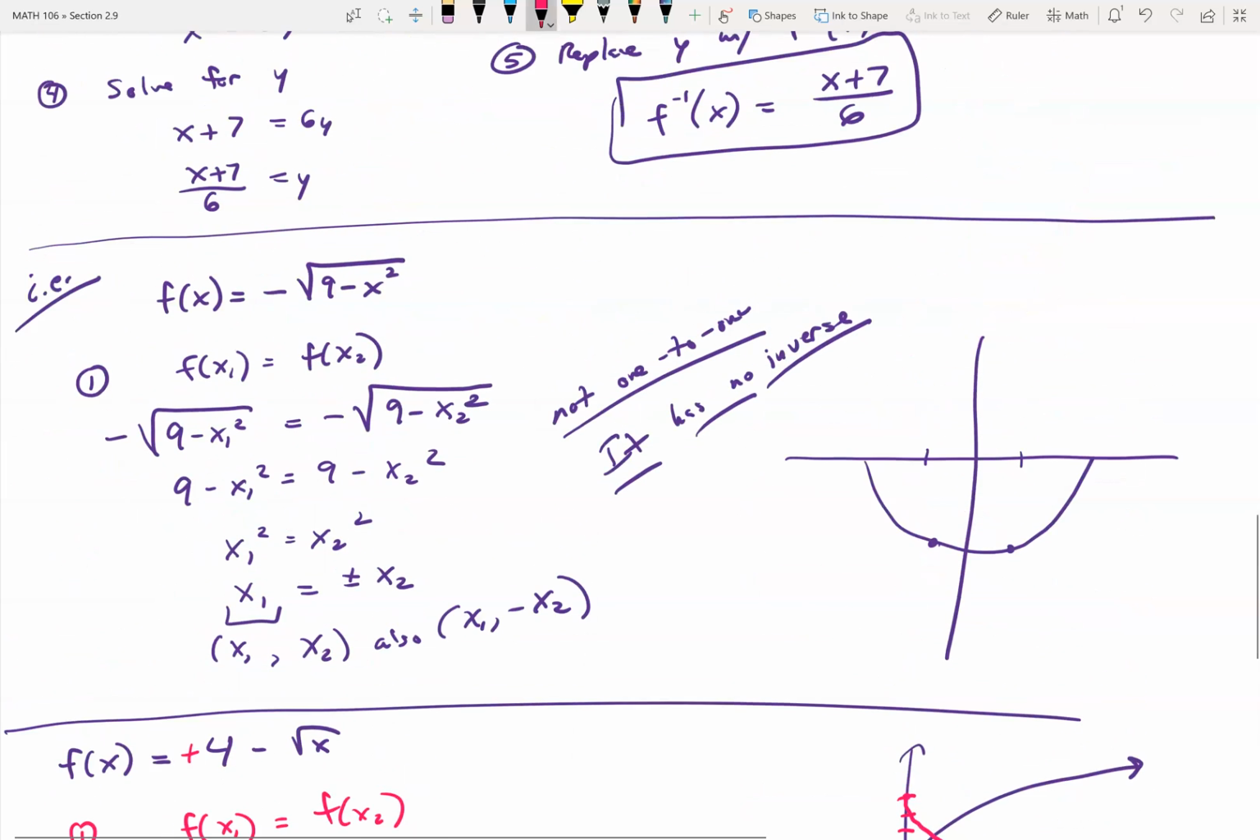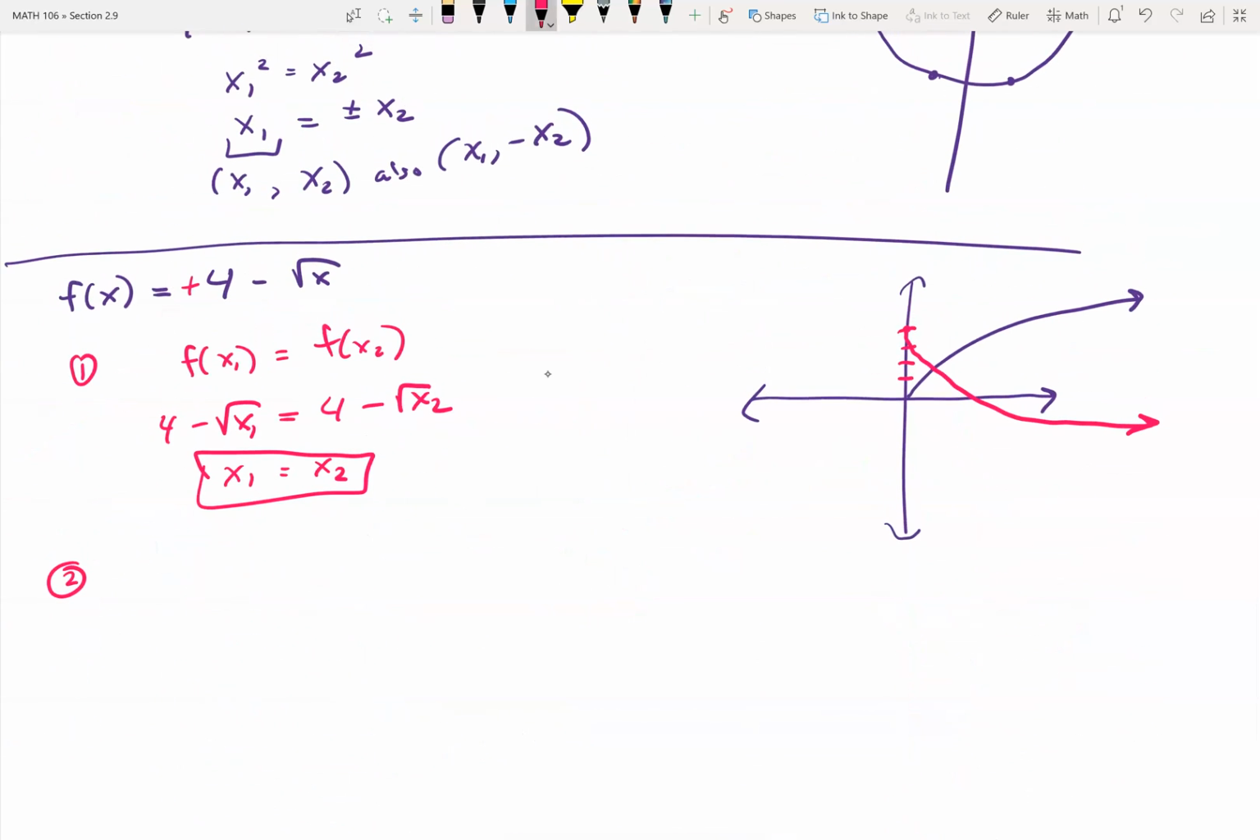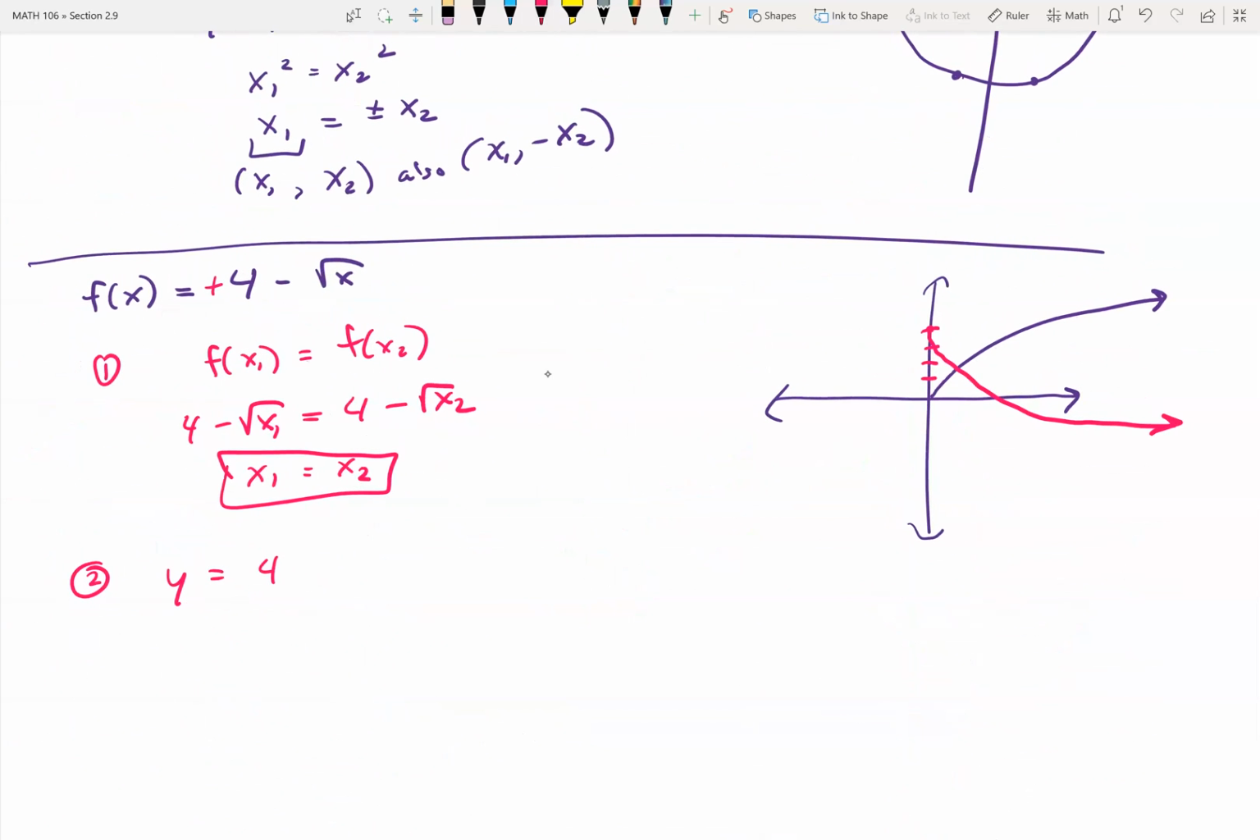What was our second step? We wanted to replace f of x with y. So we're going to do y equals 4 minus the square root of x. All right, that was that step. Step 3 was to interchange x and y. So you have x equals 4 minus the square root of y.